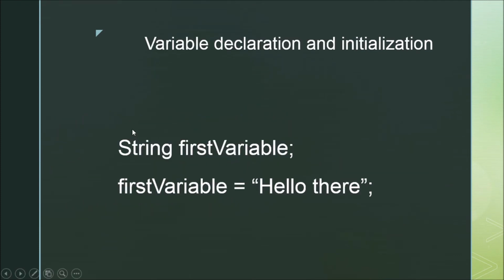So this is what we have up until now. In the first line, we say that the name of the variable should be first variable, and it should be of type string. In the second line, we say the variable with the name of first variable has to have a value of hello there.